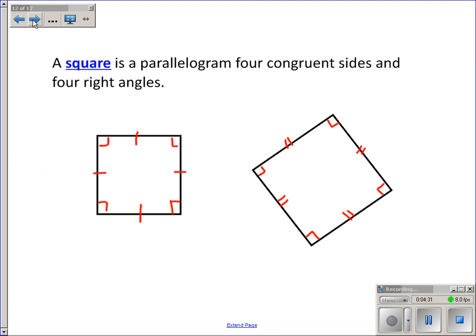Okay, let's move on to a square. And a square is a parallelogram with 4 congruent sides and 4 congruent angles. Okay, now because it has 4 congruent sides, it's also a rhombus. And because it has 4 right angles, it's also a rectangle. Okay, so a square is a rhombus and a rectangle at the same time.